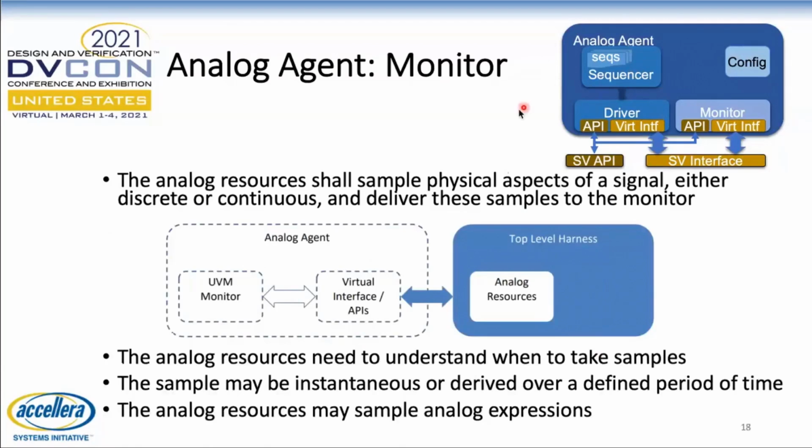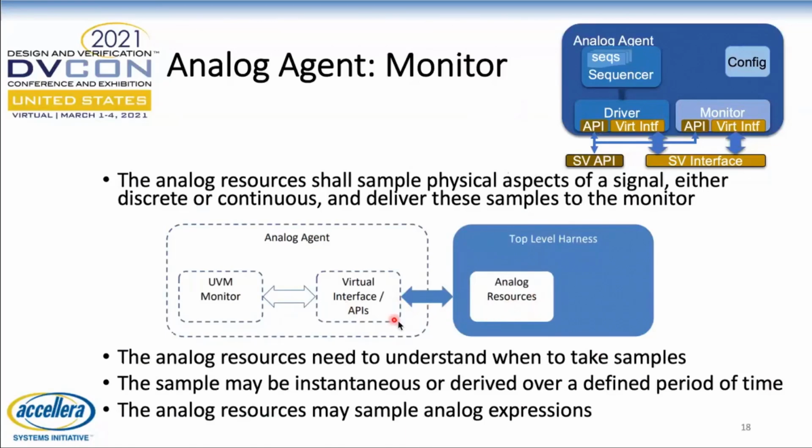Next, we'll look at a couple of requirements on the monitor and how it interacts with the analog resources in the module layer. The picture in the middle of the slide tries to zoom in to the right side of the analog agent, which is the monitor, and it tries to show the interaction between the monitor and the DUT, which is the top level harness here, through the block called analog resources. The analog resources shall sample physical aspects of a signal, either discrete real number model or continuous electrical signals, and deliver these samples to the monitor. The analog resources need to, of course, understand when to take the samples. The sample may be instantaneous or defined over a period of time.